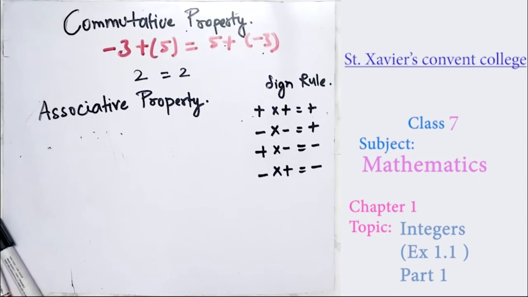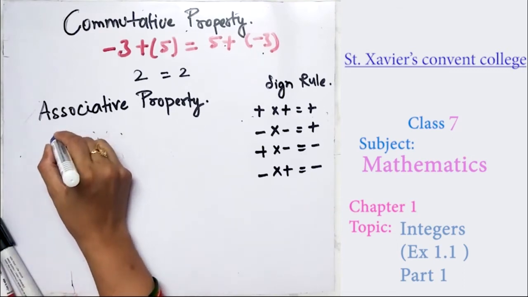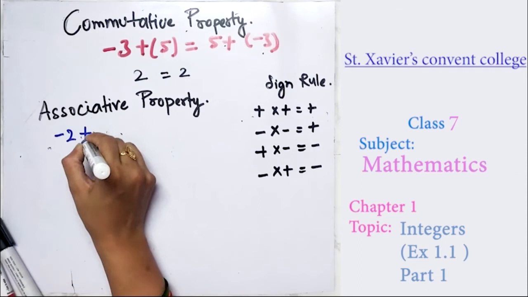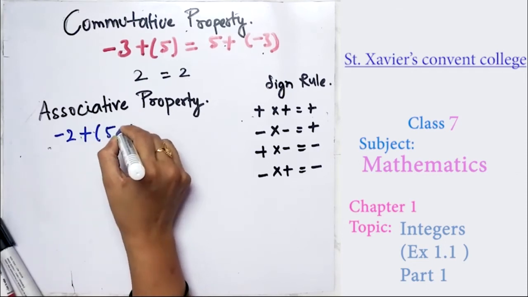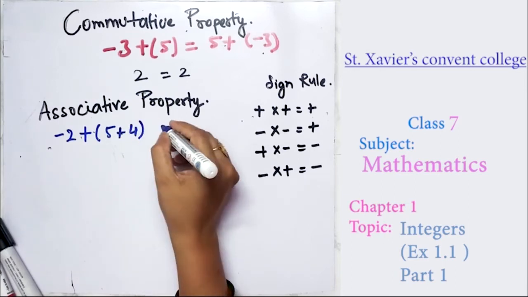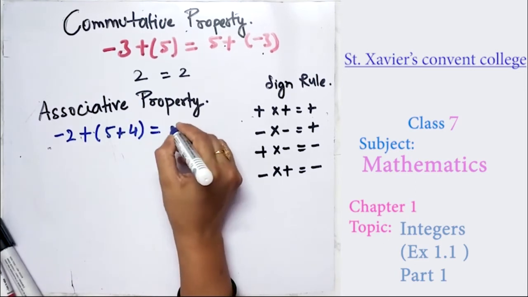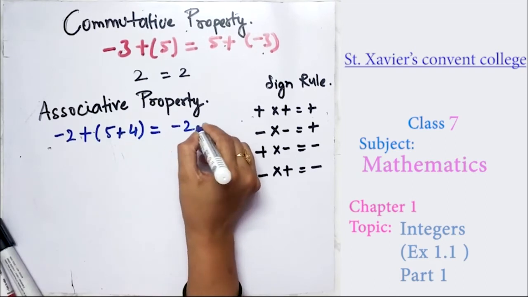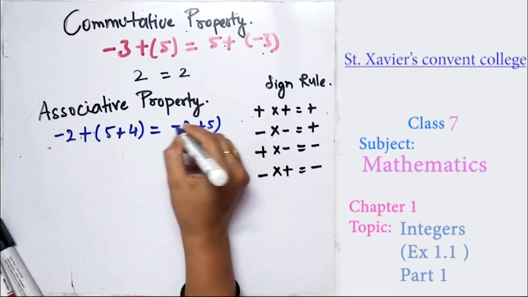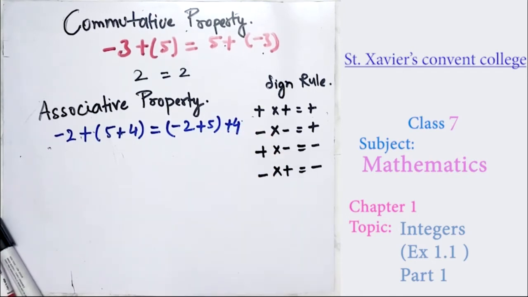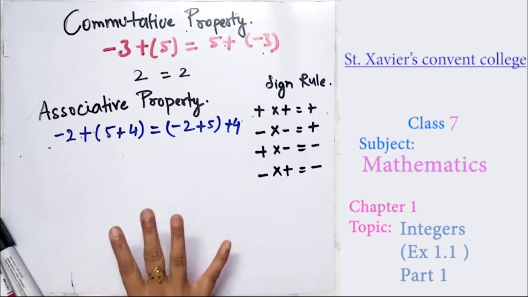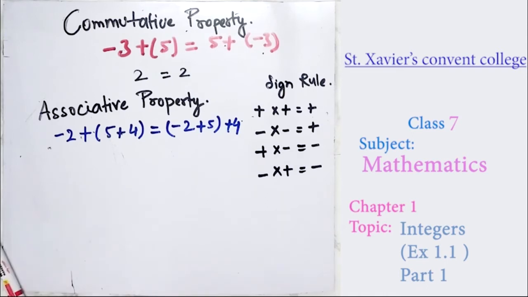The associative property holds with 3 elements in your working. You need the associative property to hold for the 3 elements. For example, I have taken minus 2 plus, in a bracket, 5 plus 4, is equal to minus 2 plus 5, plus 4. Now you have to show that these taken elements are equal. How are you going to do this?